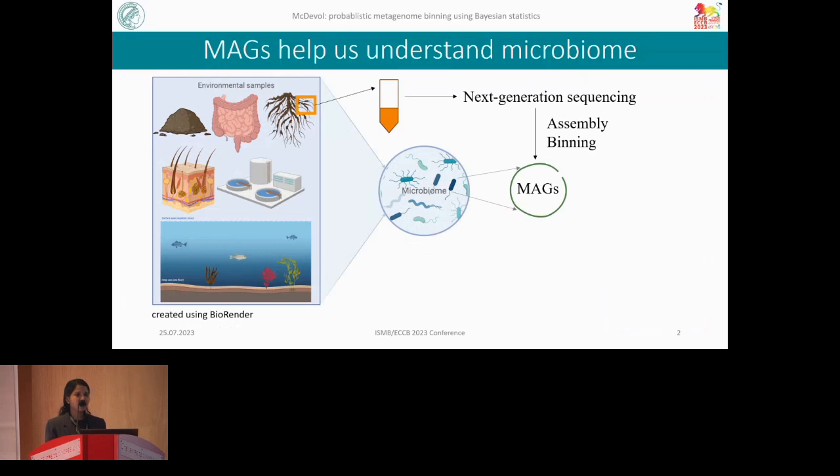We know that microbes are everywhere. They exist as a community that we refer to as a microbiome. Analysis of environmental samples through next generation sequencing, followed by assembly and binning, results in MAGs. MAGs represent genome information of the microbiome, which helps us understand the diversity and metabolic potential of the microbial community.